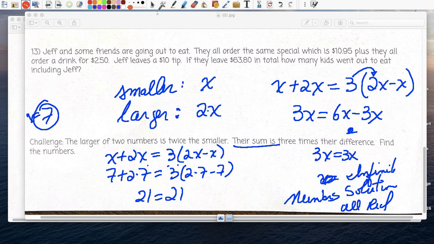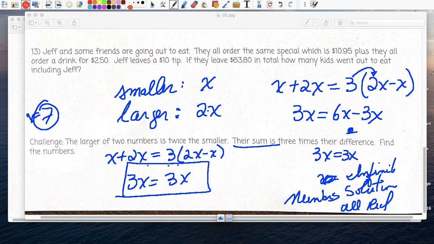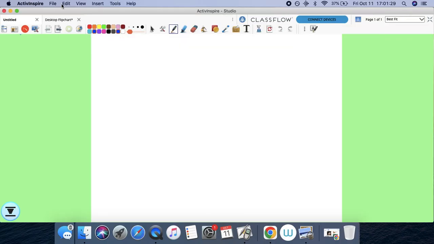Yeah. And what I should have done, silly me, is combine my terms, right? That's 3x, and that also ends up being 3x. So this is all real numbers. Okay. The answer is all real numbers, where the larger obviously is just twice whatever number we pick. Okay, that's that.